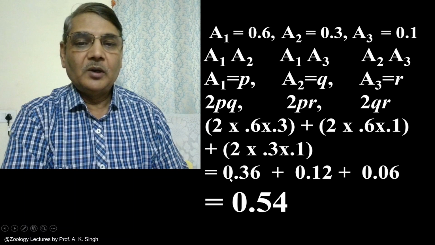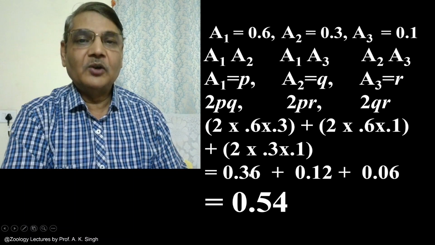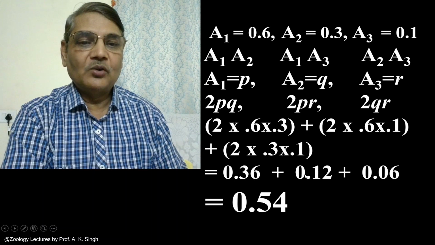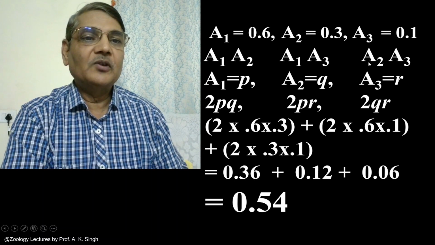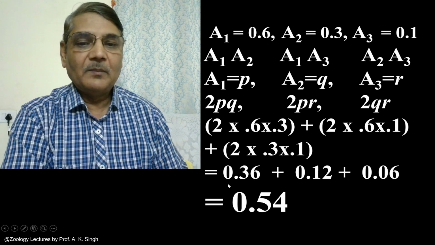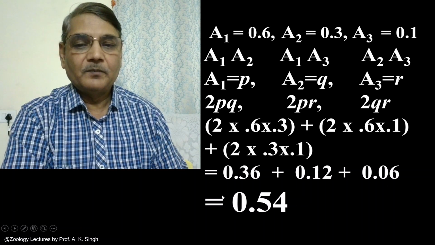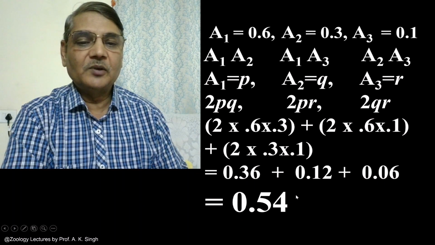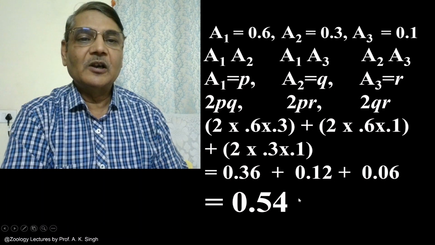So when you calculate these three, the frequency of A1A2 in the population will be 0.36. Frequency of A1A3 heterozygote will be 0.12, and frequency of the third heterozygote, that is A2A3, will be 0.06. And the combined frequency of these 3 heterozygotes for this specific gene locus will be 0.54, that is 54%. So this way you can calculate the combined heterozygosity for a specific gene locus which is represented by 3 alleles.